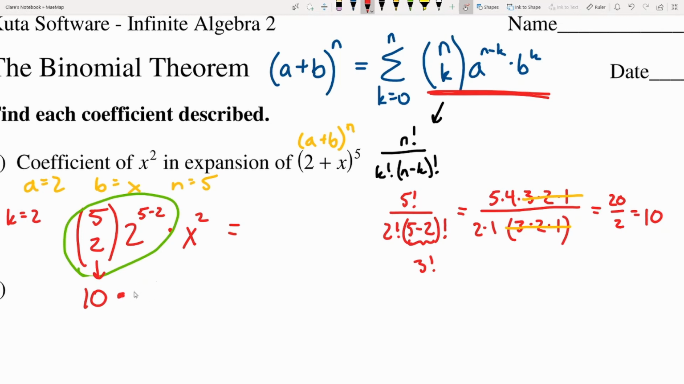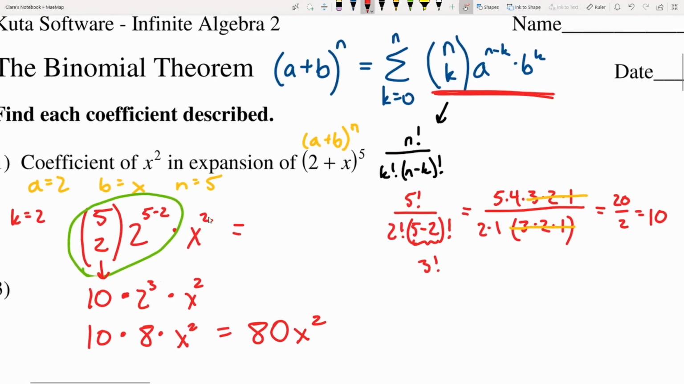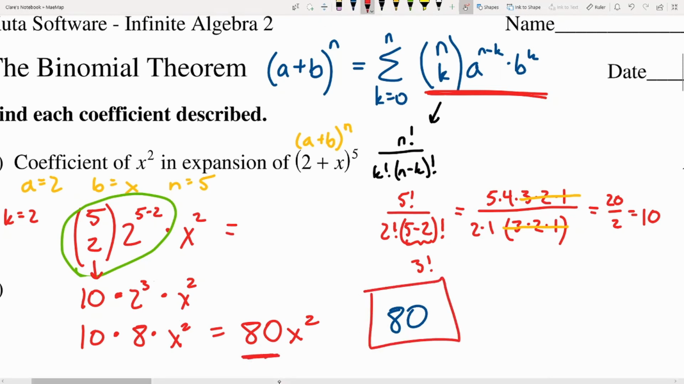2 to the third is equal to 8. So this is 10 times 8 times x squared, which is 80x squared. For number 1, where we're finding the coefficient of x squared in the expansion of that binomial, our coefficient is 80. So 80 is our solution.